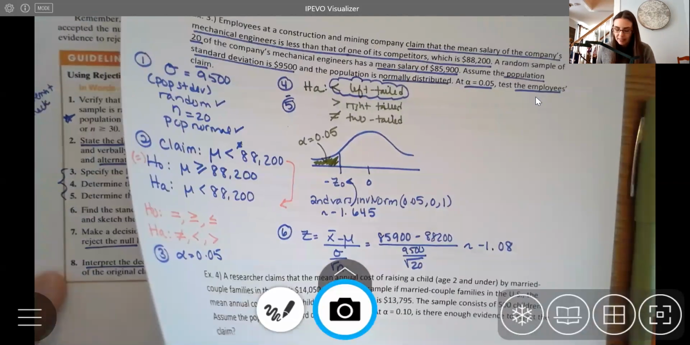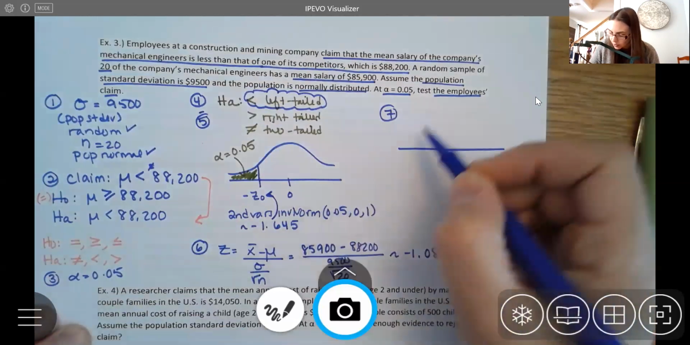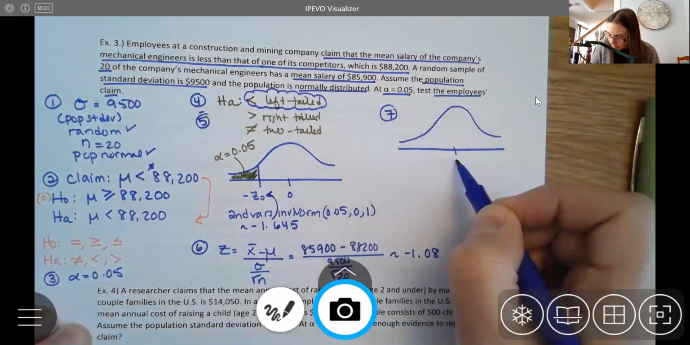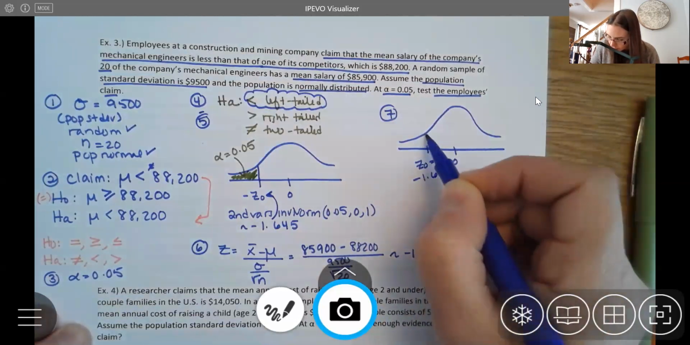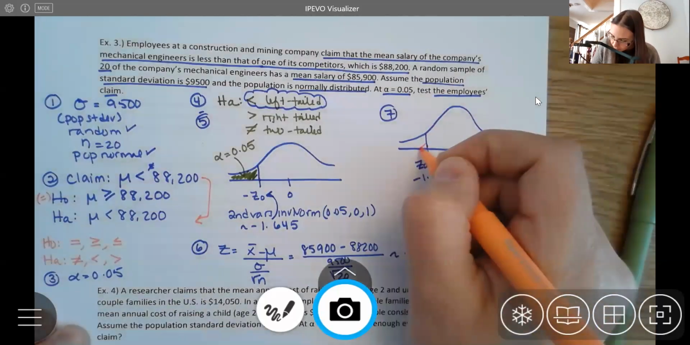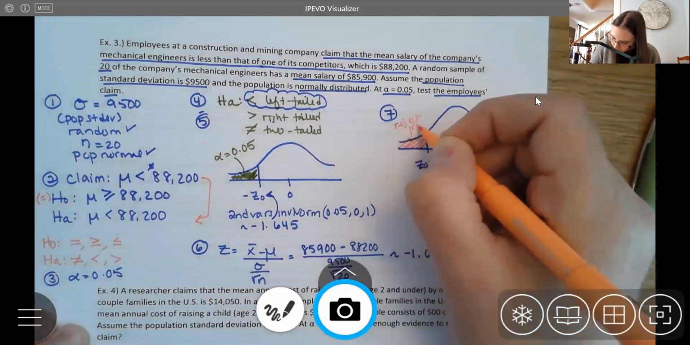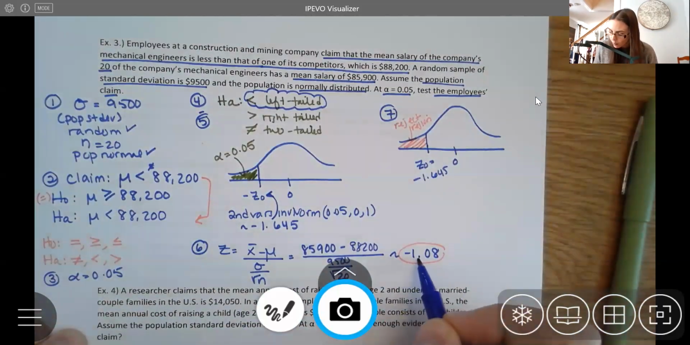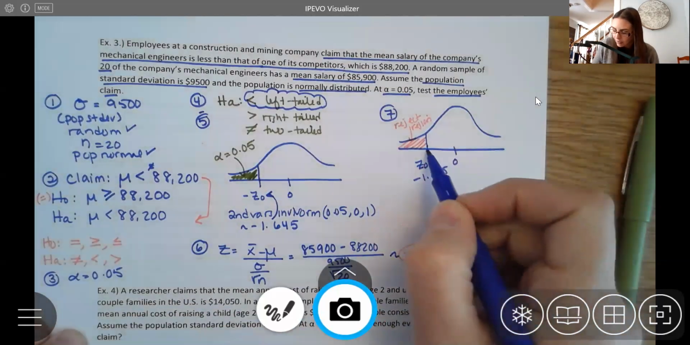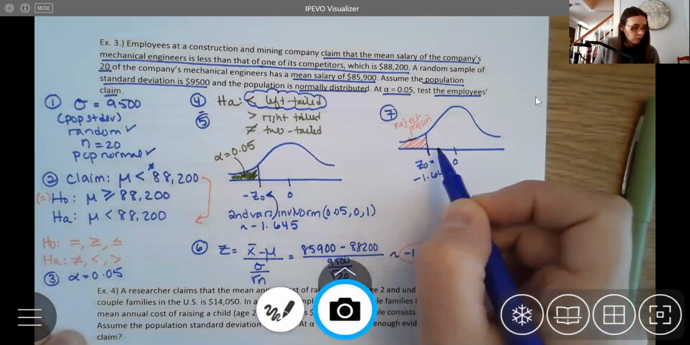So now we're in parts 7 and 8 here. And I'm going to redraw my picture only because my other picture is a little bit squished now, but you shouldn't have to redraw this. So here is my cutoff, negative 1.645, right? And here is my rejection region. And I want to know, where does this fall in the graph? So negative 1.08. This right here is negative 1.645. So is it smaller? Does it go to the left? Or is it bigger? Does it go to the right?